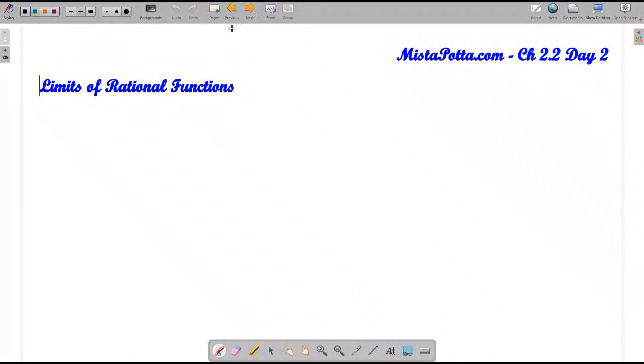The first thing I want to do is talk about the way that we dealt with limits of rational functions from a pre-calculus standard. In our pre-calculus classes, we use such imprecise terms as top-heavy or bottom-heavy. Or neither.